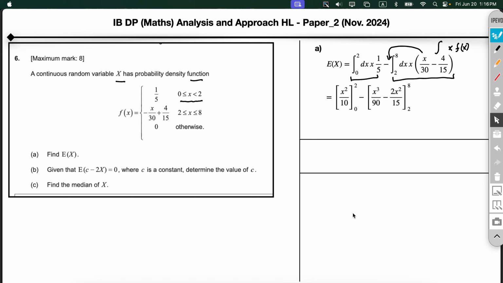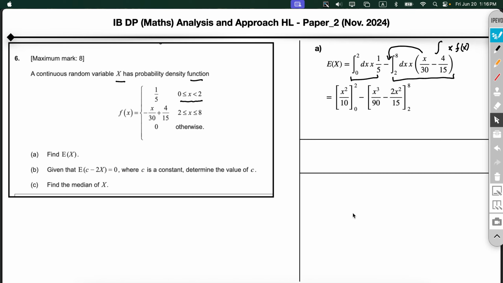And then x squared over 30 becomes x cubed over 90, because the integral of x squared is x cubed by 3. And the integral of x is just x squared over 2. So this becomes 2 over 15 x squared. Now this can be evaluated very easily by putting in the limits, the upper limit minus lower limit.